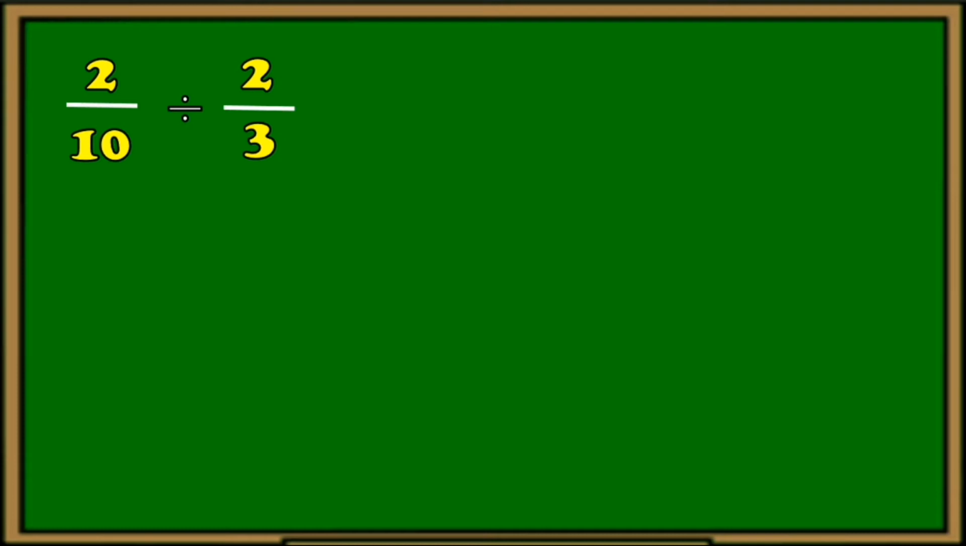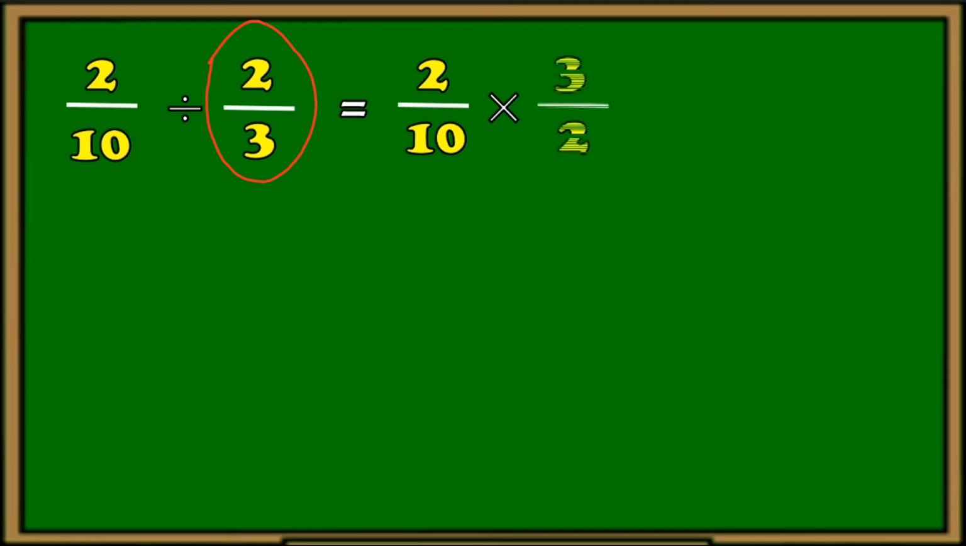Let's try this example. 2 over 10 divided by 2 over 3. First, let's just copy 2 over 10. And then we're going to change the operation from division to multiplication. Next, we're going to get the reciprocal of the divisor, which is 2 over 3. And the reciprocal is 3 over 2.